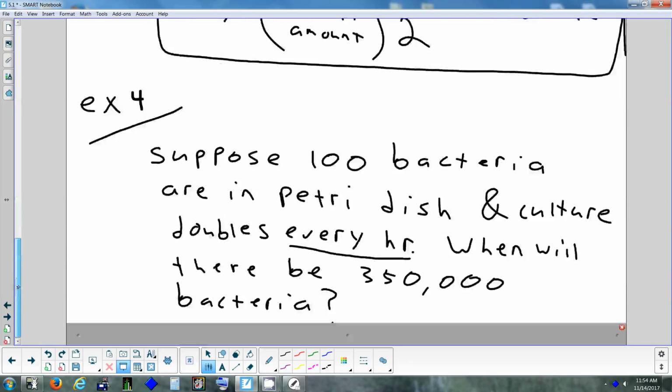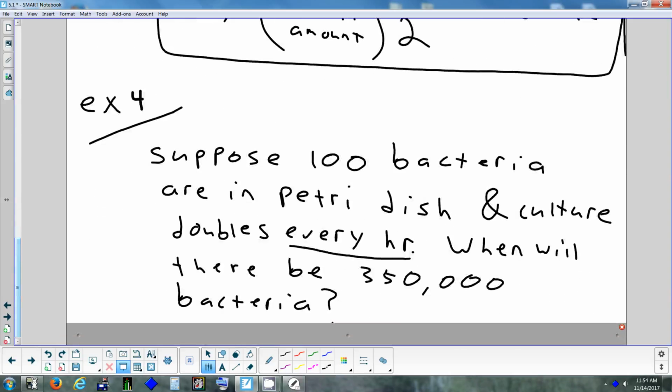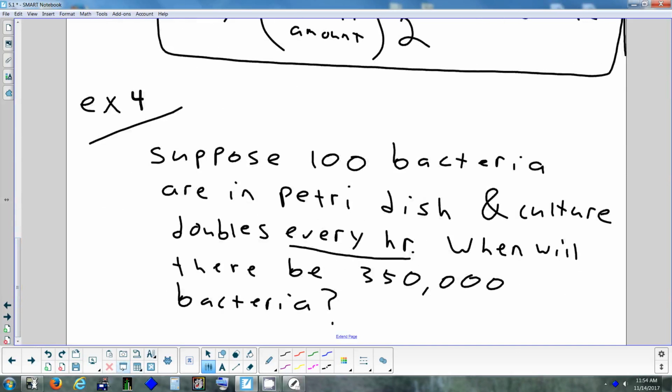Okay. So this one, I'm not going to solve it. I'm just going to set it up. Solving it would be just like the other problem. You've got 100 bacteria doubling every hour. So what does that mean? It doubles every how many hours if it's every hour? 1. So really in this case, the doubling period is 1. So you don't really need to divide by 1. But we'll write it. So it doubles every 1 hour. When will there be 350,000 bacteria?